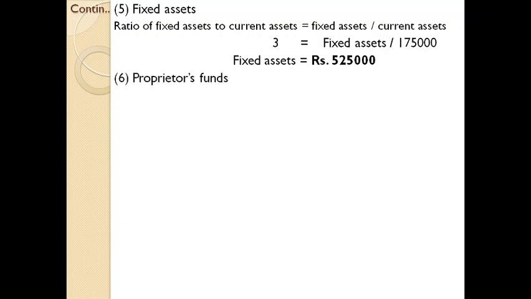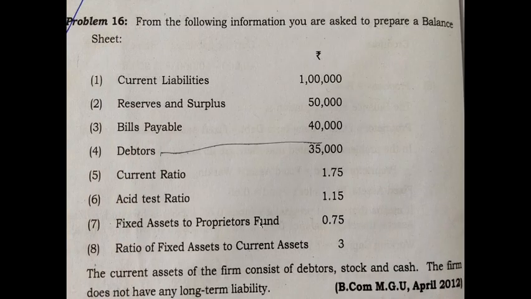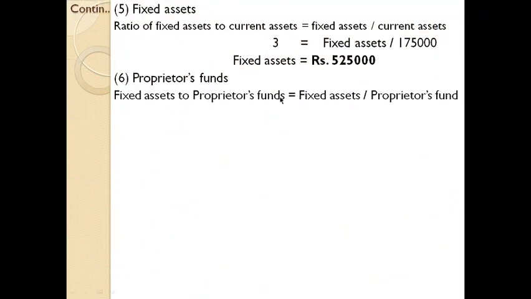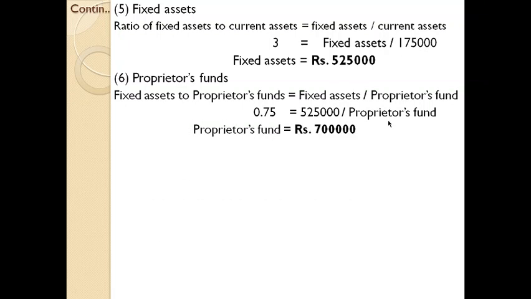Next one, proprietors fund. In the question it is said that the ratio of fixed assets to proprietors fund is 0.75. And we just found the amount of fixed assets, so you can easily find the amount of proprietors fund. Fixed assets to proprietors fund is fixed assets divided by proprietors fund. 0.75 equals fixed assets, which we just found, divided by proprietors fund, which we don't know. So you can easily find the amount of proprietors fund, that is rupees 7 lakh.